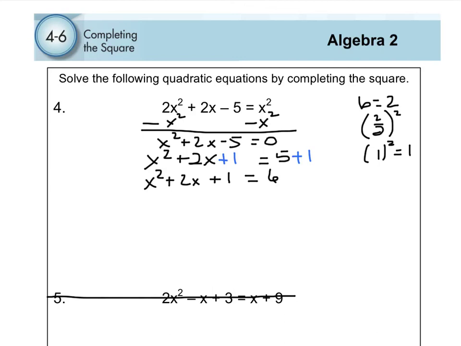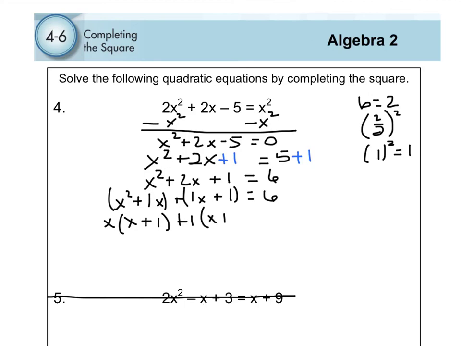Okay, so I need factors of 1 that add to 2. Well, that's 1 and 1. x squared plus 1x plus 1x plus 1 equals 6. First 2 and last 2. Take out an x here, left with an x plus 1. Take out a 1 here and take out an x plus 1. They both have an x plus 1 in common. They have an x plus 1 left over, equal to 6. Again, I can rewrite these two as x plus 1 squared equals 6.